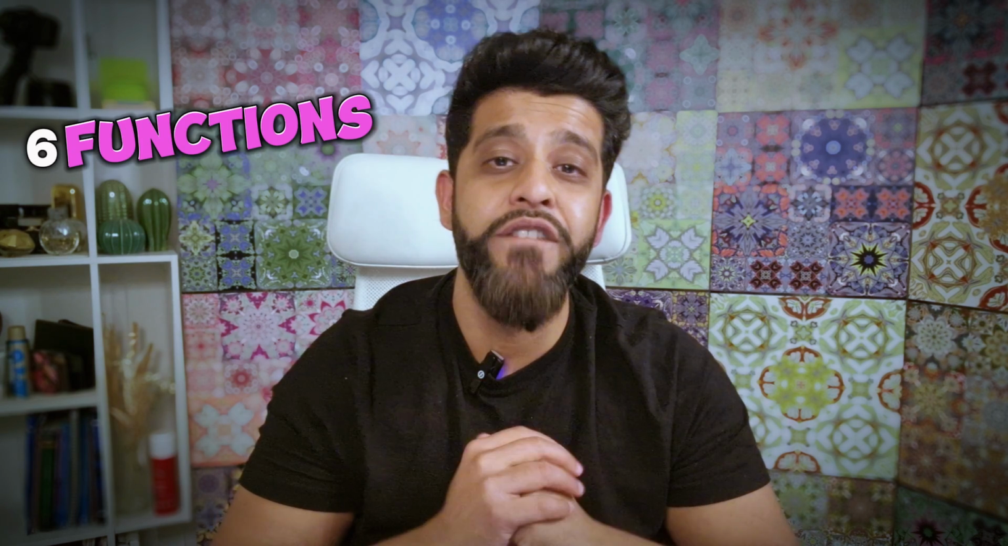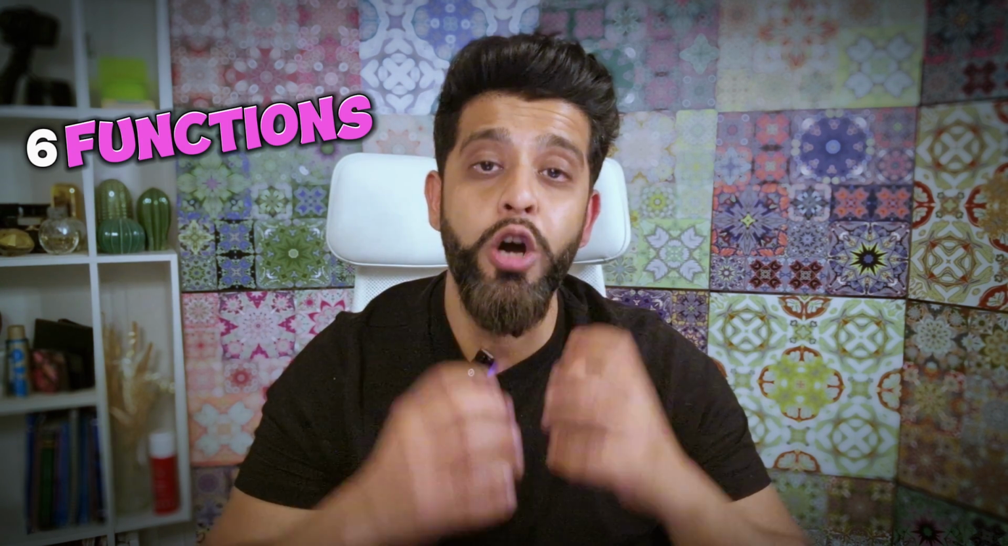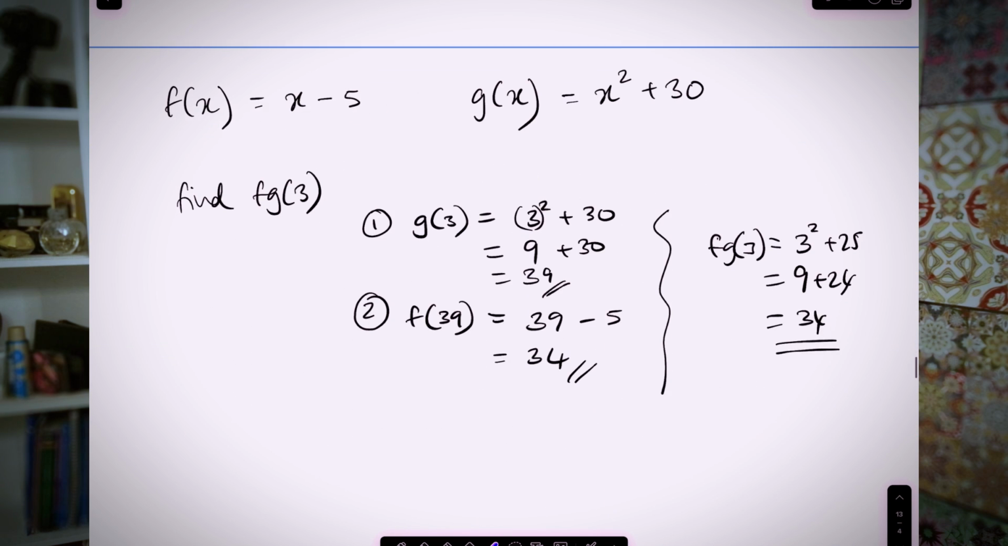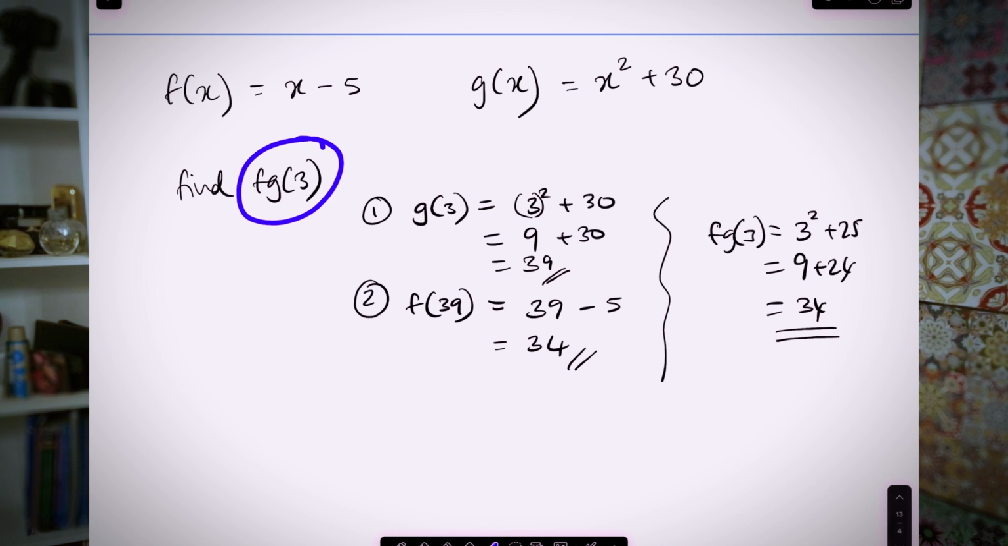Number 6, functions. Get plenty of practice on composite functions, inverse functions, and solving functions. A reminder here: when you have a composite function, the letter that's next to the bracket is the function that you use first, and whatever the outcome of that is, you put into the other one.